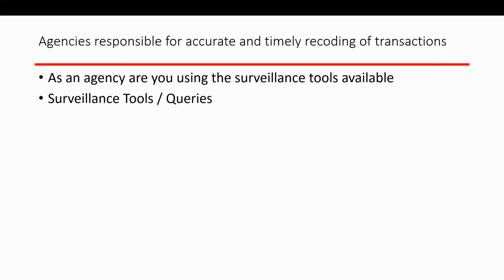Agencies are responsible for accurate and timely recording of transactions. As an agency, are you using the surveillance tools that are readily available to you? I'd like to show you two today that'll assist you with complying with timely and accurate recording of transactions.